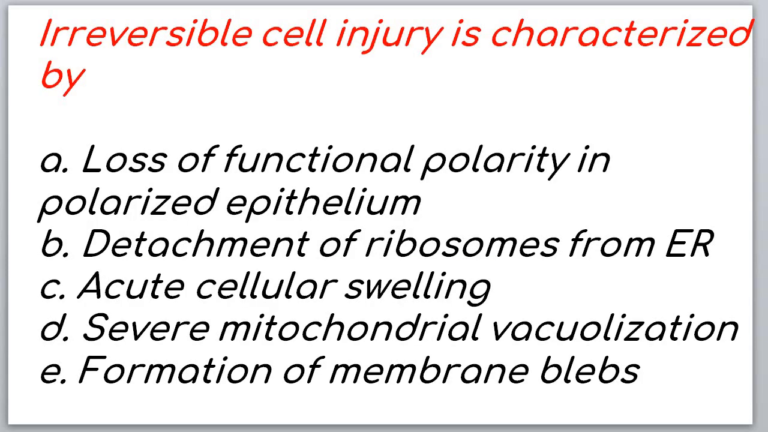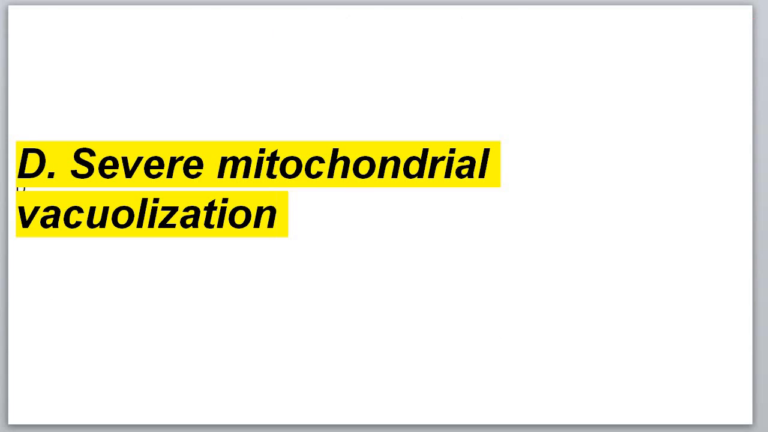Irreversible cell injury is characterized by option A, loss of functional polarity in polarized epithelium; option B, detachment of ribosomes from endoplasmic reticulum; option C, acute cellular swelling; option D, severe mitochondrial vacuolization; option E, formation of membrane blebs. Option D, severe mitochondrial vacuolization, is the correct option.